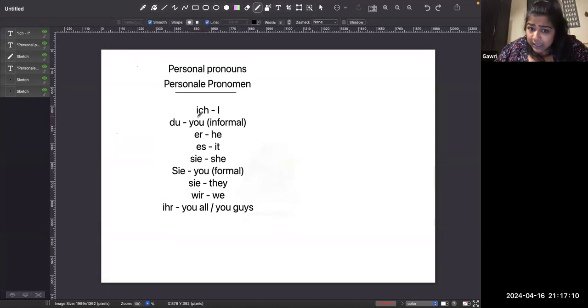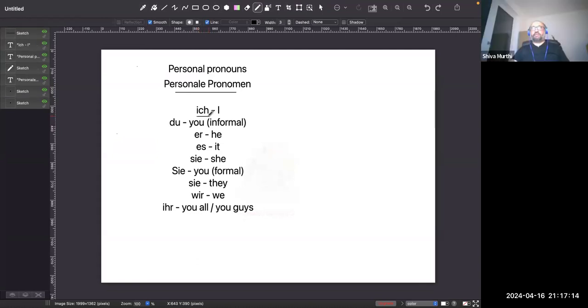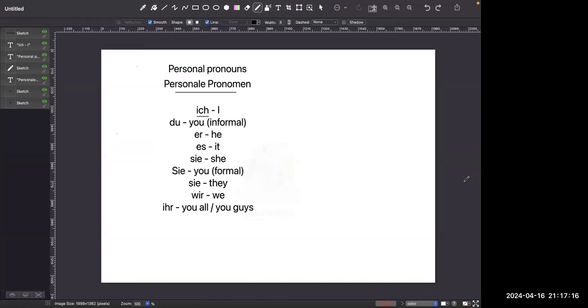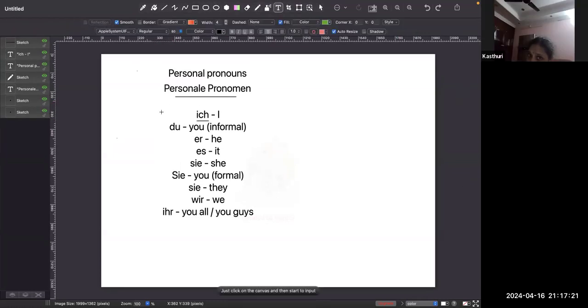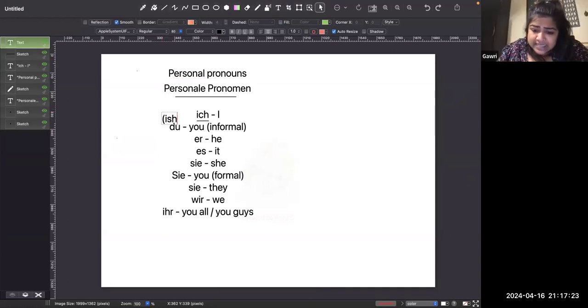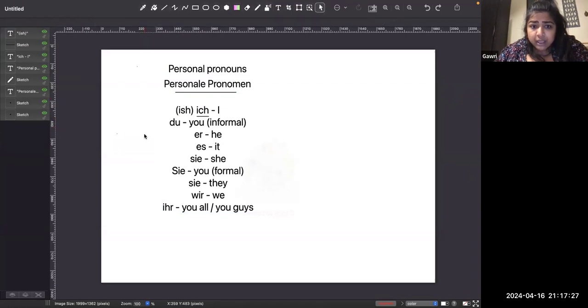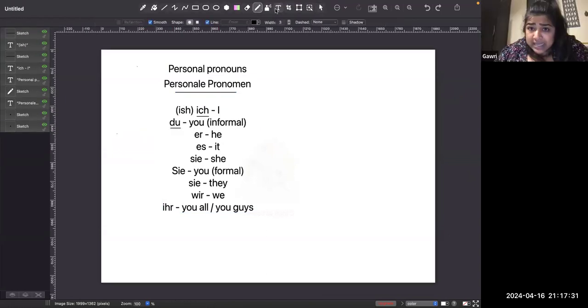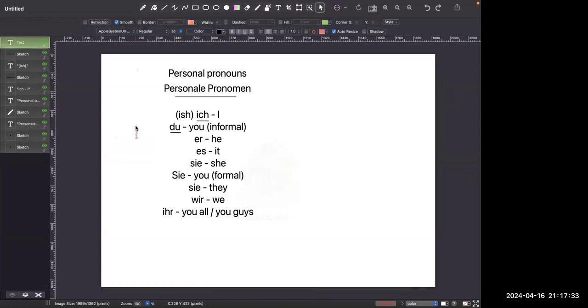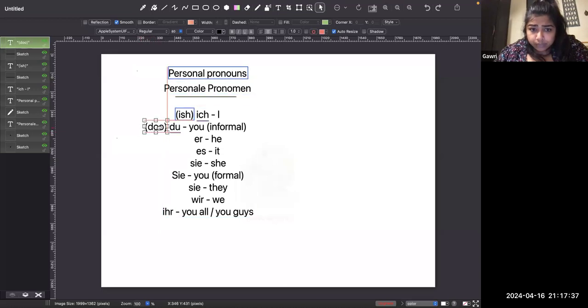So the first word ICH is pronounced as Ish. Ish. Please write it in your mother tongue. Ish, like ISH. This DU is pronounced as do. Do, like DOO.